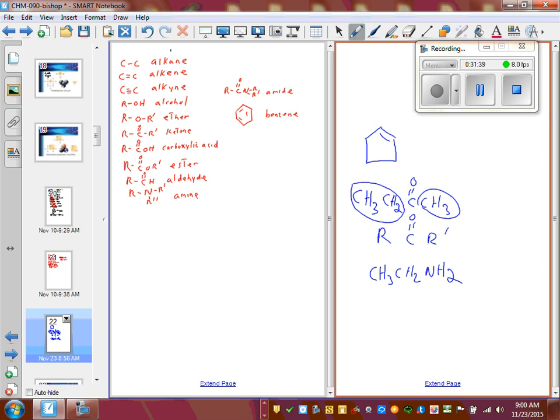It's an amine, yes. If you see a nitrogen, you only have two choices: it's either an amine or an amide. If you don't see a carbon-oxygen double bond, it's an amine. In this case, the R prime and the R prime prime are hydrogens. So CH3 and CH2 is an R, and NH2 is what? Amine.